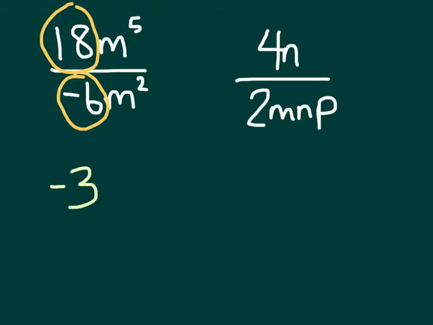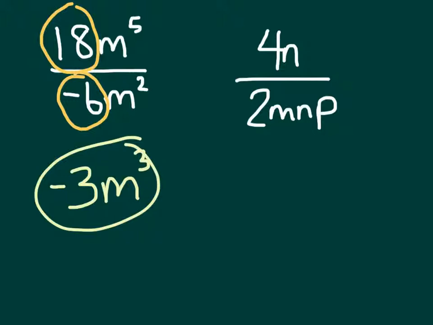And then you have to use your rule that you use with exponents when you're dividing them. You take the 5 and the 2 and you subtract them. So we're going to go ahead and keep m because it's in both the numerator and the denominator. And then we're going to take the 5 and subtract 2, and that gives us 3. So this is our answer.